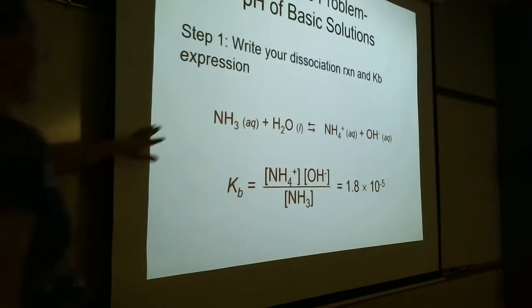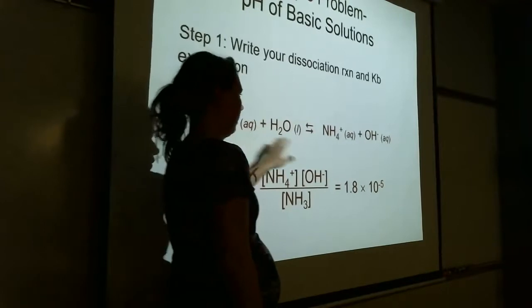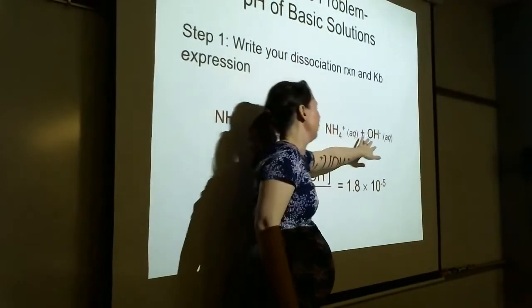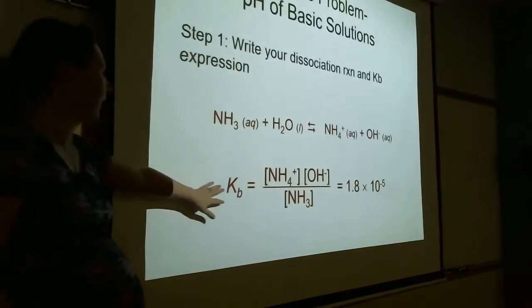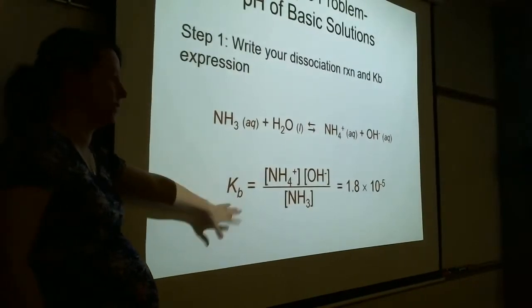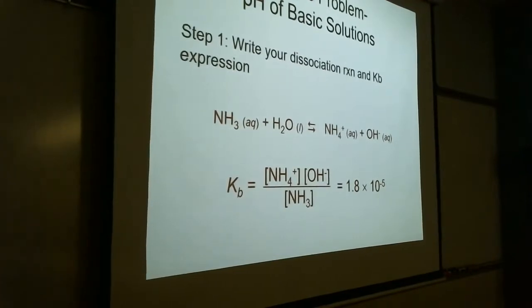So dissociation equation, remember this is a base, it's accepting H plus now, so you're going to get the ammonium ion and hydroxide ion. To get Kb, that would just be products over reactants, right? No H2O. So that part we already covered, writing your dissociation.